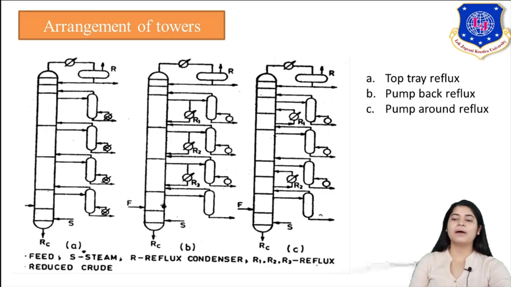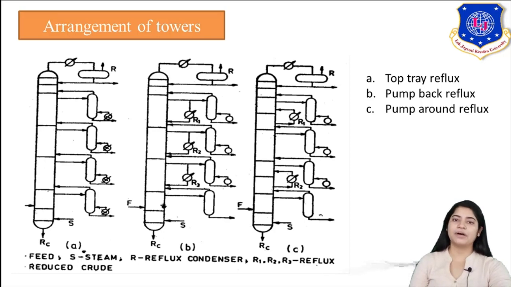The second one is pump back reflux. Here you can see that at various stages reflux is given. So there are multiple reflux conditions. Suppose here you can see R1. From that stage your product is taken out, it is condensed, and then sent back to that same stage again as reflux. So that is your pump back reflux. At small intervals, reflux is provided, on the condition that at that stage itself your product is taken out as vapor, condensed, and sent back to the column in the form of reflux.